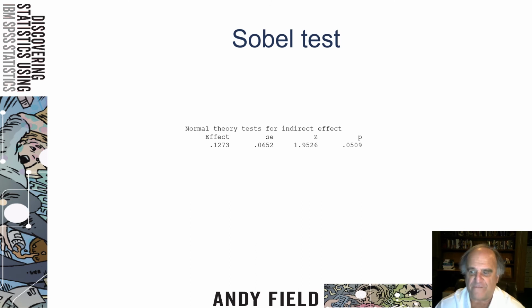What's the cutoff for our alpha? It's equal to or less than 0.05. Is 0.0509 equal to or less than 0.05? Well, it's not less than, but if we round it off to 0.05, it's equal to. And so then we could argue it actually is significant.